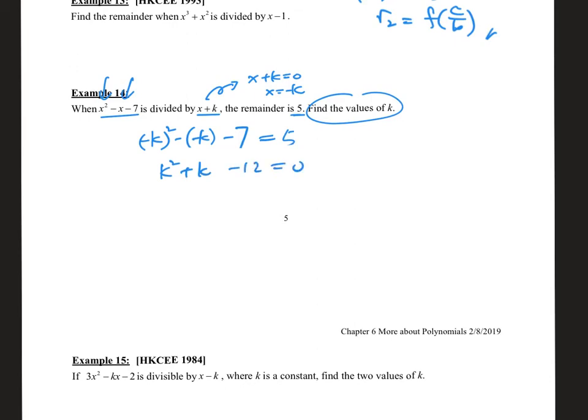A little sense you should have is that when you have a square, please be aware that it's very likely about solving a quadratic equation. And then if you use your calculator to solve it, you have k is, okay, let's wait. Okay, k is negative 4 or 3. And then when you read the question once again, there is the word values over there. So it's very natural to have two answers.